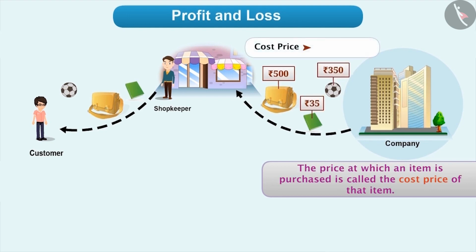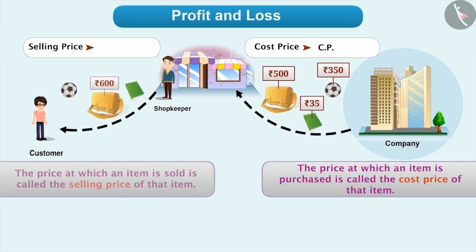The price at which an item is purchased is called the cost price of that item. We write cost price in simple form as CP. Then, the shopkeeper sells the items he purchases. The price at which an item is sold is called the selling price of that item. We write selling price in simple form as SP.